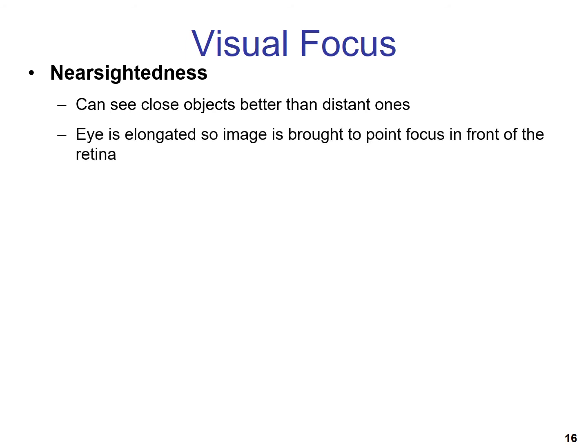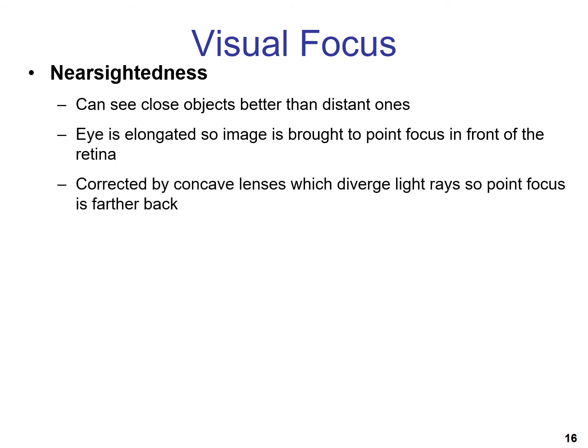Okay, nearsightedness is a problem with visual focus, and this is when you can see close objects better than distant ones. The reason that this happens is that the eyeball is slightly longer than it should be. So when the lens tries to focus images on the retina, it actually focuses them at a point in front of the retina. This can be corrected by concave lenses, and what concave lenses will do is spread the light rays out so that when the lens focuses them, that focal point reaches further back to the back of the eyeball.